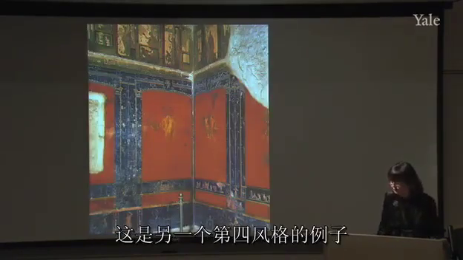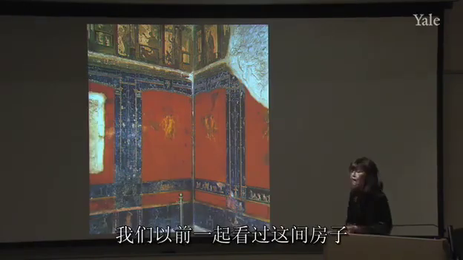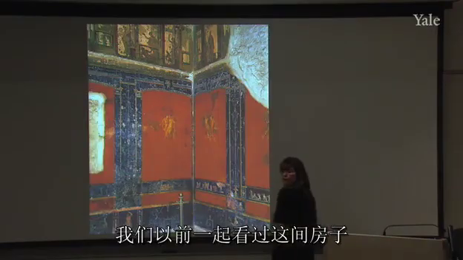So another example of fourth style. Our very best examples of fourth style Roman wall painting all come from a single house in Pompeii. It is a house that we looked at together before.